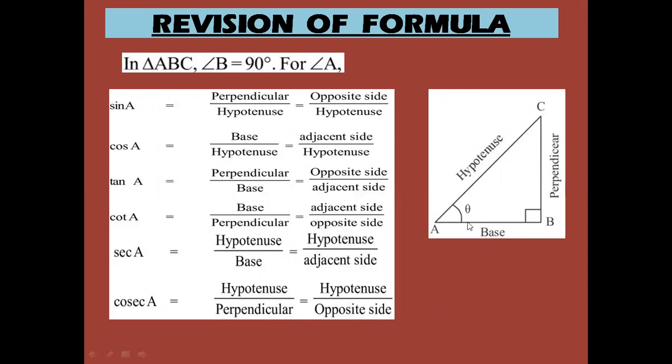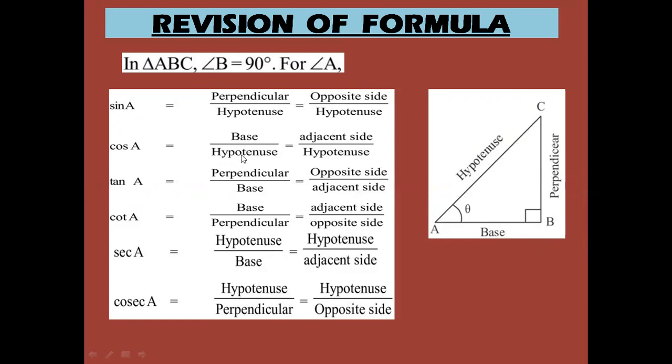In this right angle triangle ABC, where B is right angled, that is it is 90 degrees, we consider angle A, which is considered as theta here. BC is the perpendicular, AC is the hypotenuse, and AB is the base. So sine A will be perpendicular by hypotenuse. Perpendicular is also written as opposite side by hypotenuse.